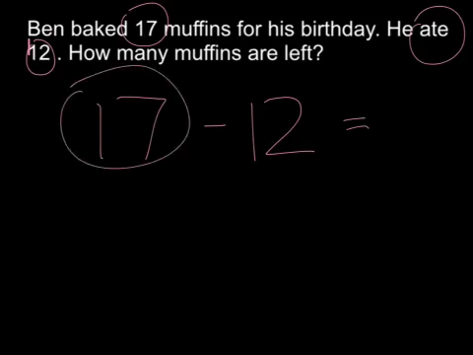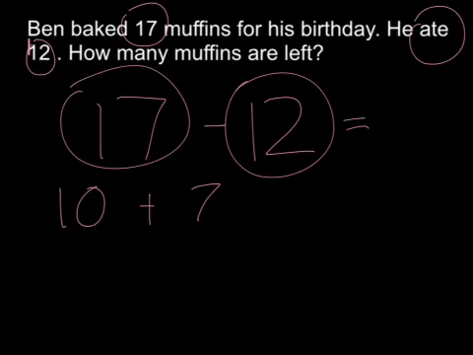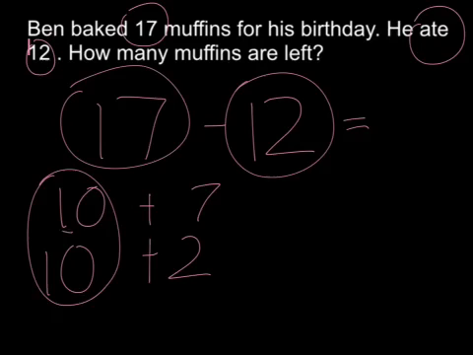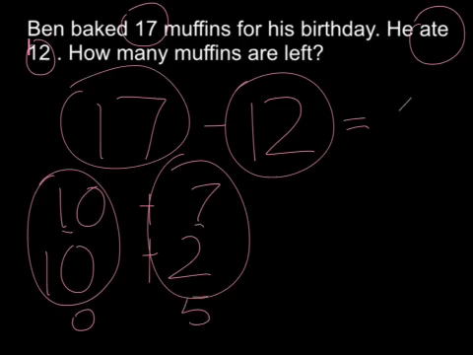So I'm going to partition 17, so that's 10 and 7. Then I'll partition 12, that's 10 and 2. Okay, so now I do 10, count back 10. Well, that's 0. If I've got 10 and I take 10 away, I'm left with nothing. And then 7, count back 2. So hold 7 in my head, count back 2. 6, 5. So my answer is 5. 5 muffins left.